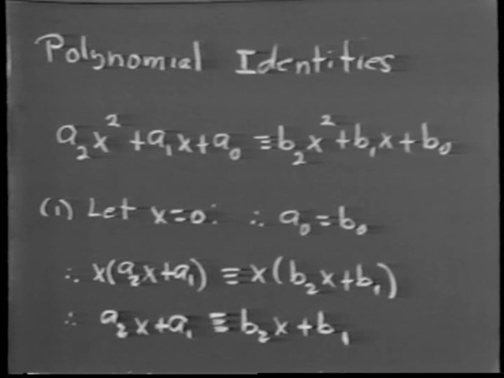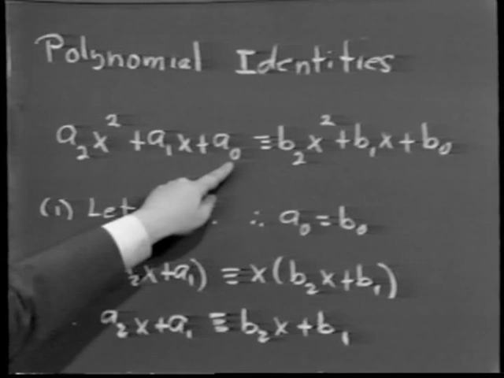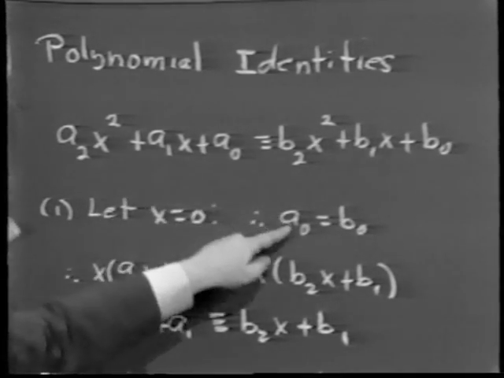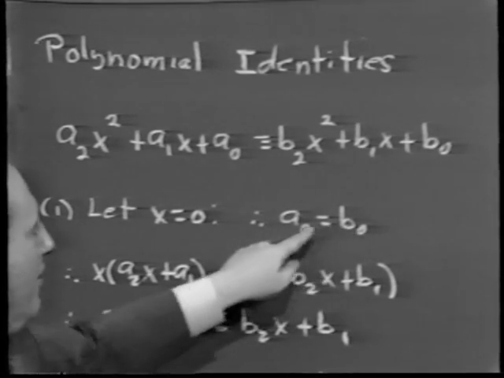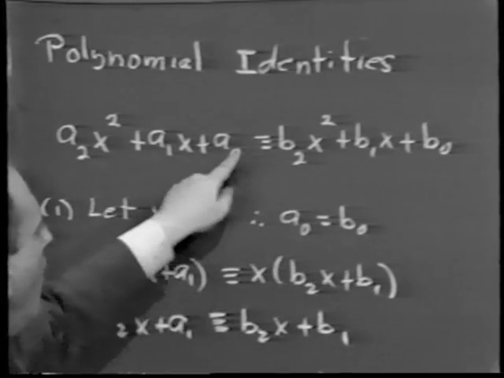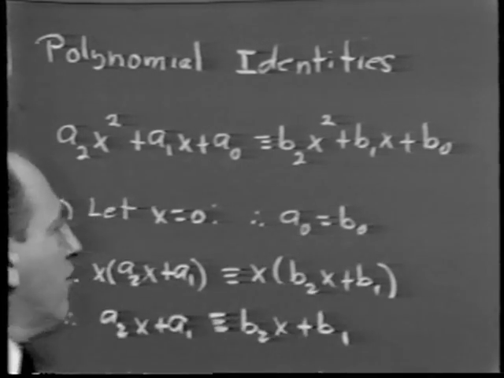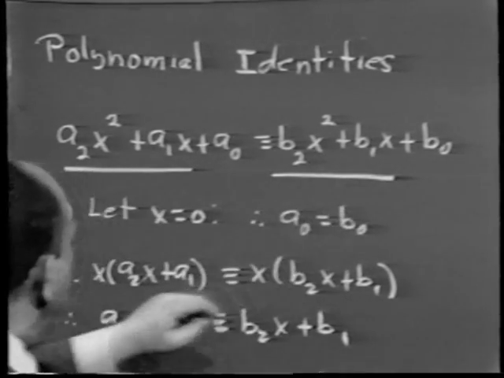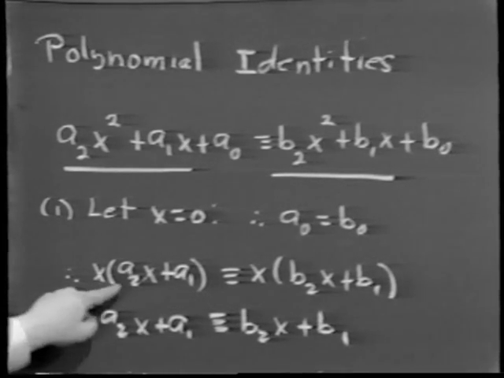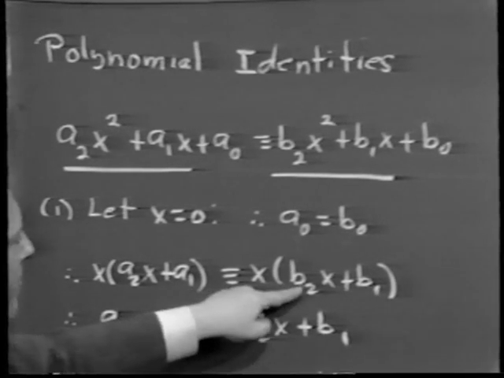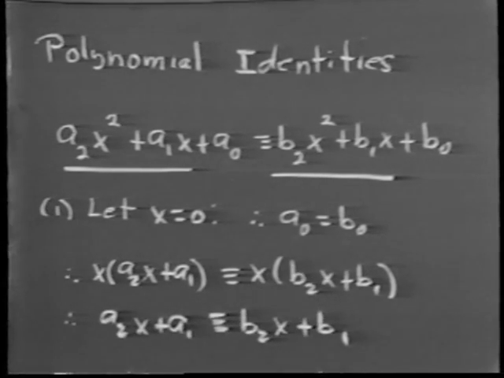In particular, it must be true when x is 0. Notice that when x is 0, the left-hand side is a sub 0, the right-hand side is b sub 0, and we wind up with a sub 0 equals b sub 0. See, the constant terms were equal. Well, if a sub 0 equals b sub 0, we can cancel a sub 0 and b sub 0 from this equation. That leaves us with this equaling this. From this, we can factor out an x and get that x times (a sub 2 x plus a1) is identical with x times (b sub 2 x plus b1).